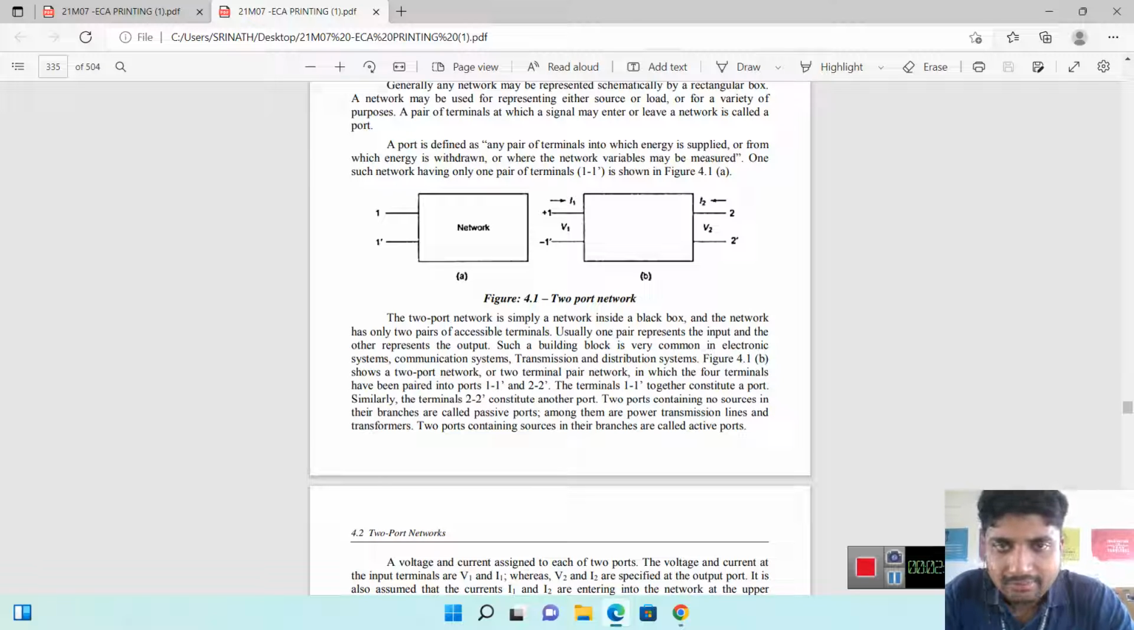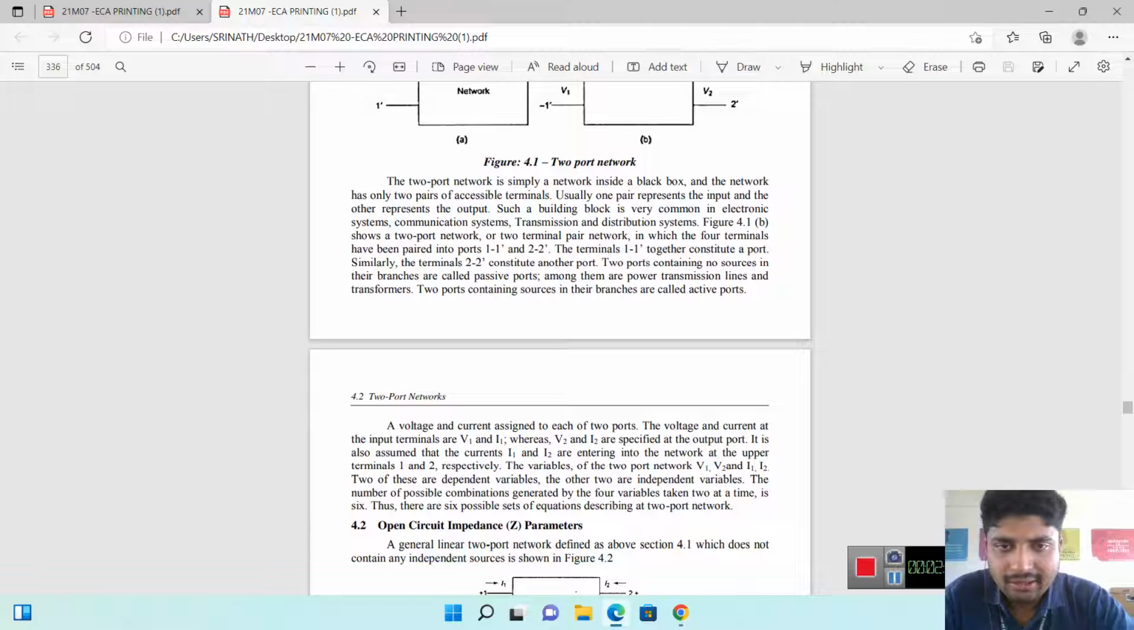Here, if the branches of a port have no sources, it is a passive port. If it has some sources in it, it is known as an active port. You should know how to differentiate these. An active port is nothing but a port which has a source. A passive port does not contain any source. So a network consists of active and passive ports, and the transmission lines are also present in this circuit.